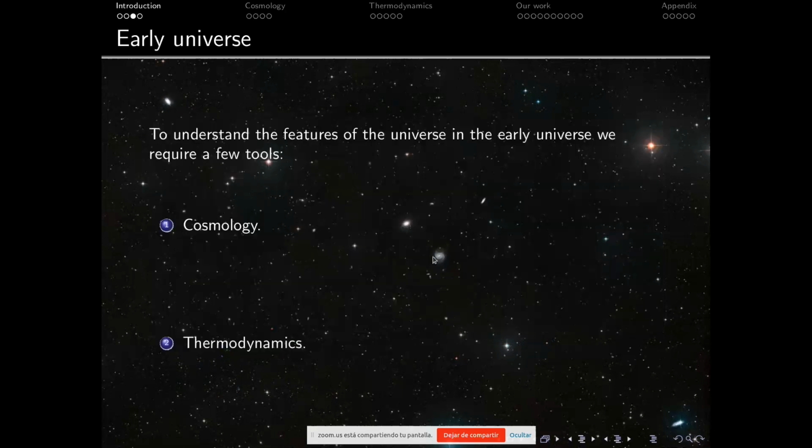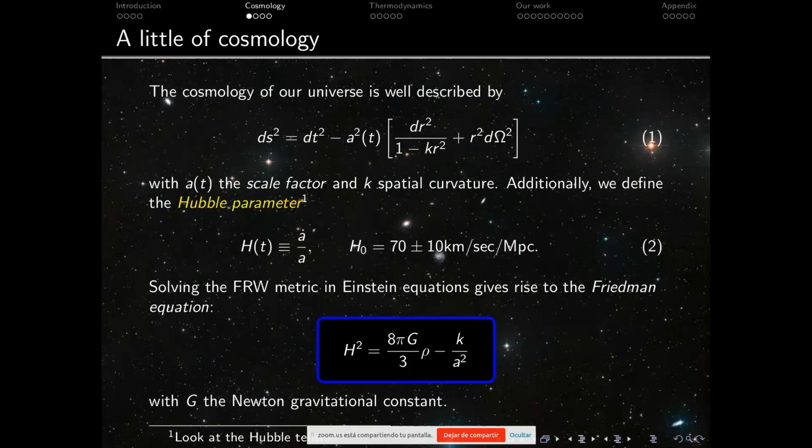So let me go with the cosmology first, the basic tools. This is, of course, a very simplified description. I'm just going to highlight the main things that are important to describe the physics in the early universe. As you know, we describe cosmology with the Friedmann-Robertson-Walker metric, with a being the scale factor, which describes the size of the universe. k here is the spatial curvature. And we define the Hubble parameter as the rate of change of this scale factor.